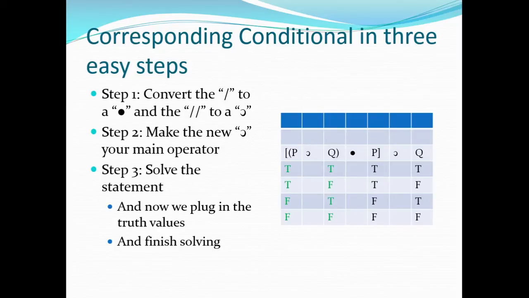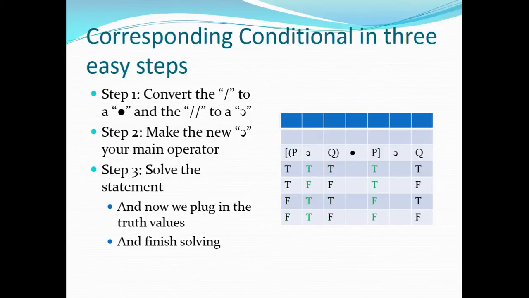Next step, you finish solving this out. You start with the most enclosed and you slowly work your way out. So for P horseshoe Q, true true is a true with a horseshoe, true false is a false with a horseshoe, false true is a true with a horseshoe, and false false is a true with a horseshoe. So here's the plugin for that.